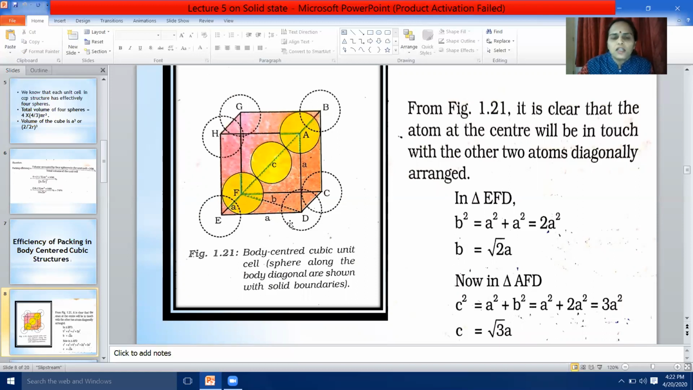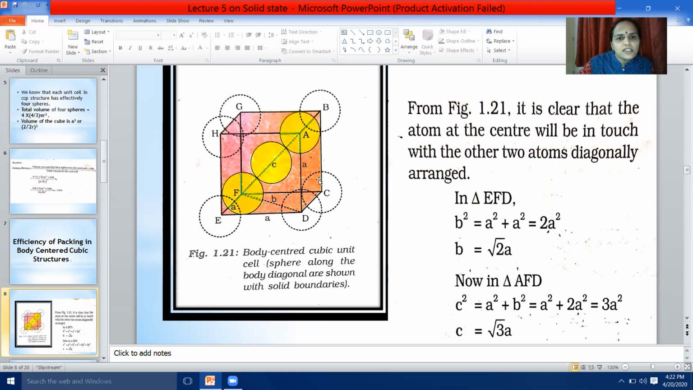Again we apply here the Pythagoras theorem to triangle EFD. FD square equals EF square plus ED square. So b square equals a square plus a square, giving you b square equals 2a square, and b is equal to root over 2a. So looking at this triangle EFD, we calculated the value of b as root 2 a.